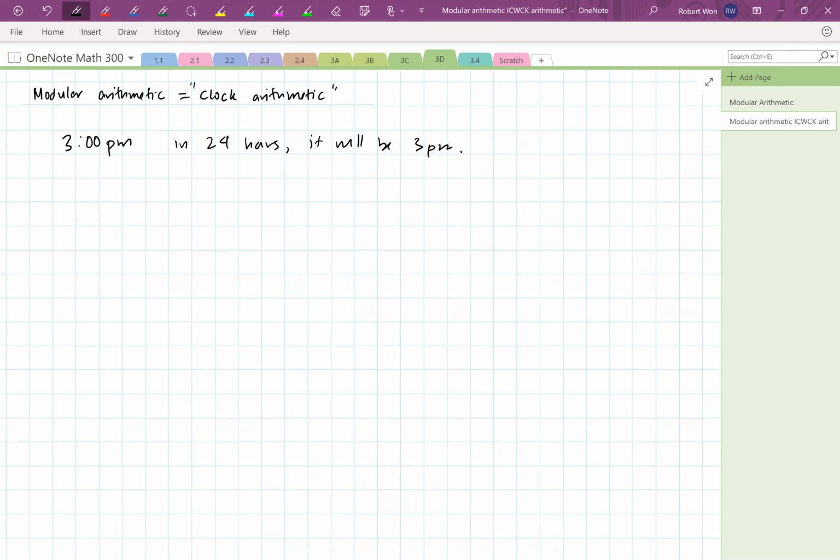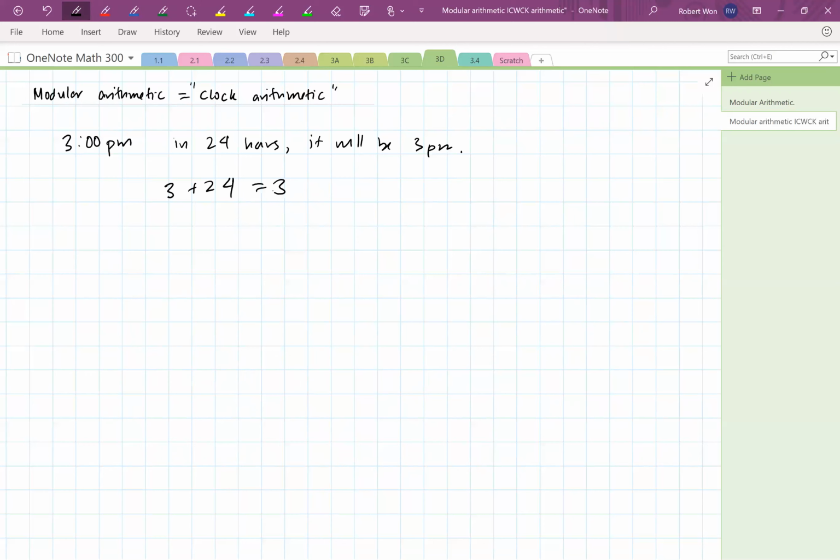So in some sense, what you're saying is that 3 plus 24 equals 3. Of course, that's obviously nonsense. 3 plus 24 is not equal to 3. 3 plus 24 is equal to 27. But the point is that every 12 hours, you repeat the numbers.